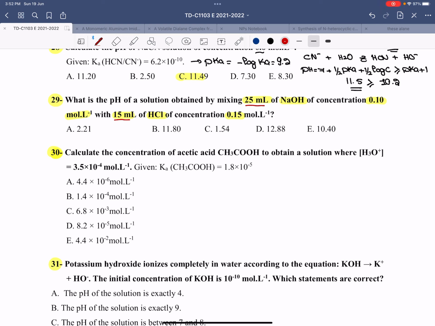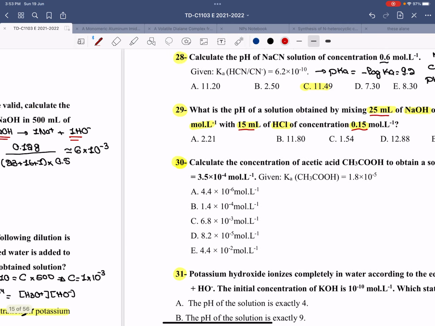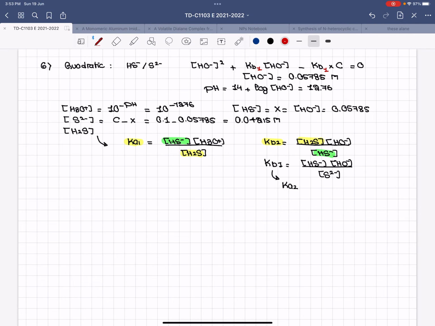It means that the total volume in the solution has changed. So your concentration is not 0.1 and it's not 0.15. You either calculate the new concentration by dilution, 25 times 0.1 over the total, which is 25 plus 15, 40, or you establish the table, the reaction with number of moles, but then you have to divide by the total volume. So let's do it on a white page. Okay, number 29.